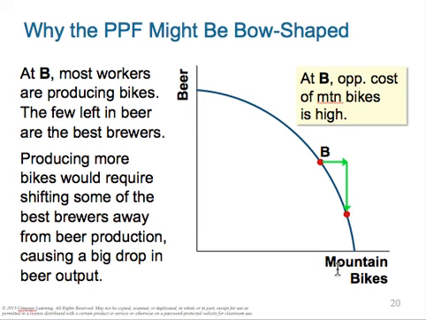The few left in the beer are the best brewers. They're the ones that can really turn out some good beer. Producing more bikes would require shifting some of the best brewers away from beer production, causing a big drop in beer output. So this is how you represent that in a production possibilities frontier.